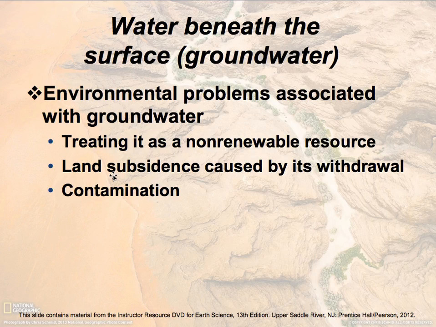And groundwater contamination, which is fairly intuitive. When groundwater is contaminated, it becomes less suitable for use by humans, whether in agriculture, drinking, or industrial processes.